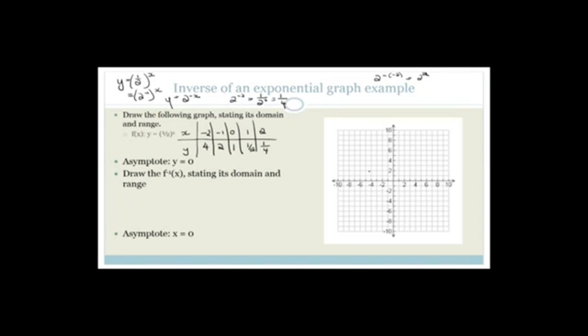So when x is minus 2, y is 4. When x is minus 1, y is 2. When x is 0, y is 1. When x is 1, y is a half. Okay, and you get the gist. So it actually looks like this. Okay, and it's supposed to never touch the axes again.